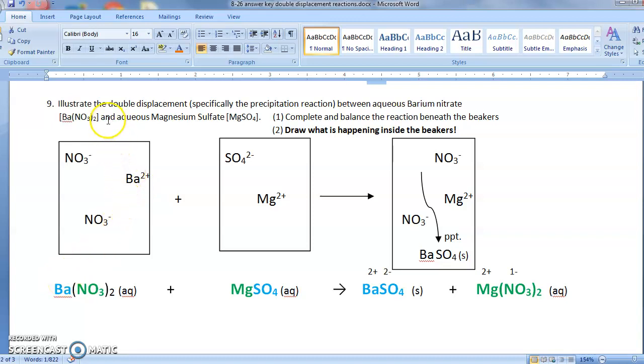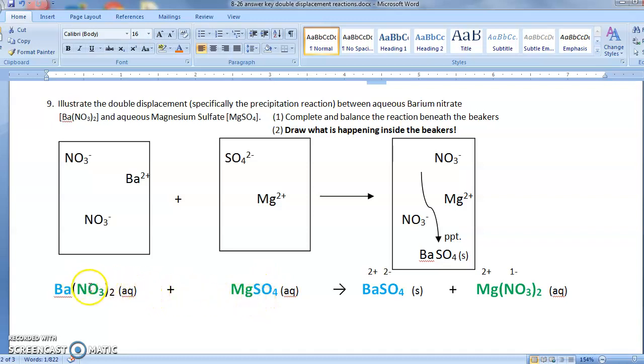Well, when we go to write this, we have the Ba(NO3)2. Where did they get that? Barium's 2 plus, nitrate's 1 minus, crisscross. We have MgSO4. Magnesium's 2 plus, the sulfates are 2 minus, crisscross and reduce, MgSO4.